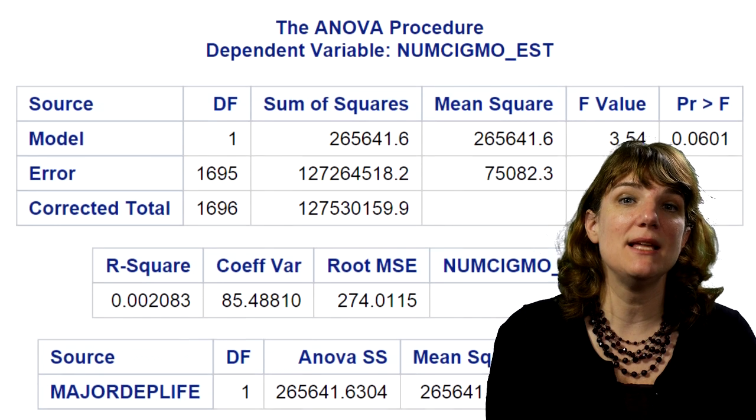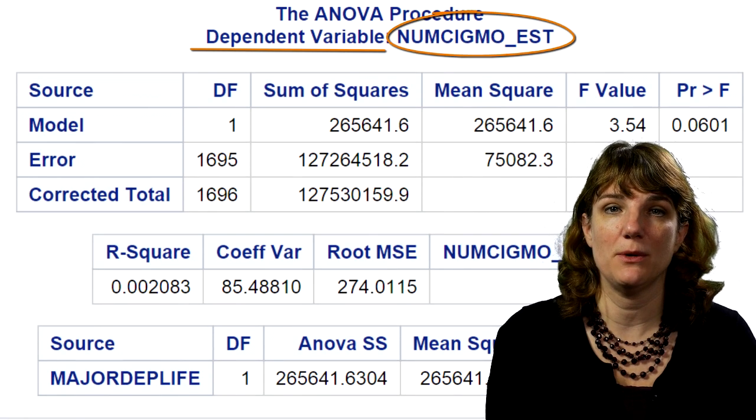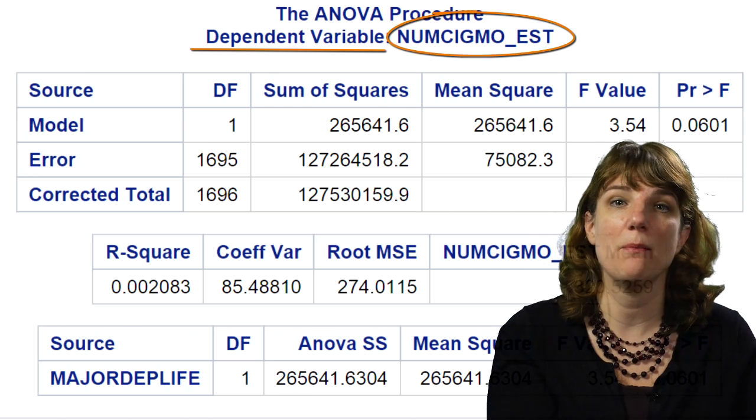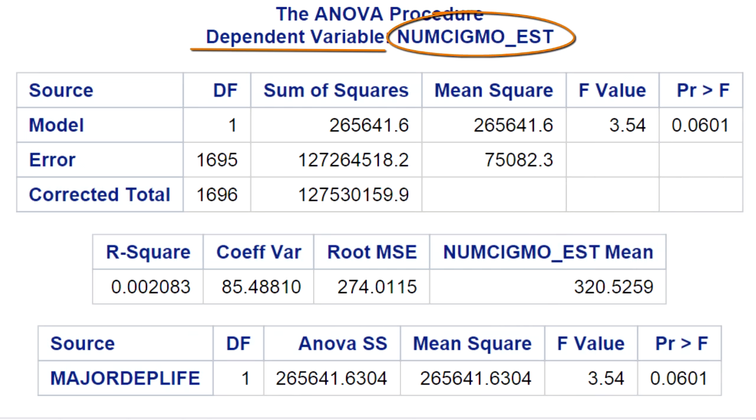Proc Anova then displays an analysis of variance table for the response variable, also known as the dependent variable, from the model statement. In this case, our response or dependent variable was num sig mo underscore est. Our calculated F statistic, called the F value in this output, is 3.54. The significance, probability, or p-value associated with this F statistic is labeled Pr greater than F. And as you can see, the p-value is 0.0601, just over our p-value 0.05 cut point.